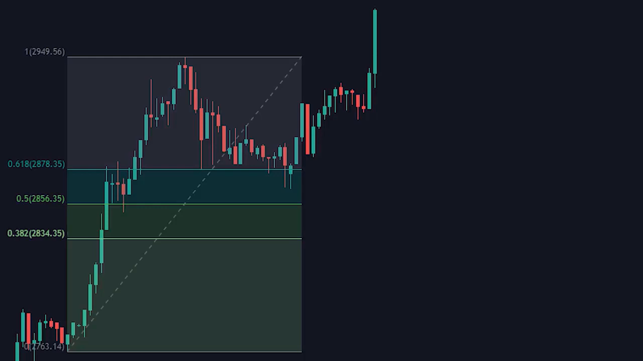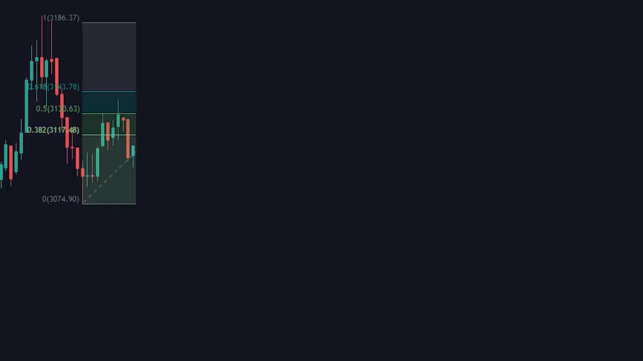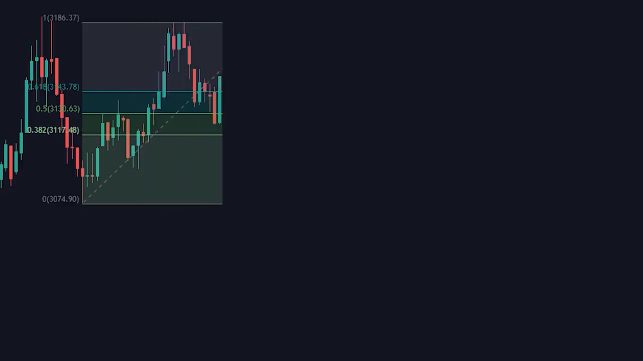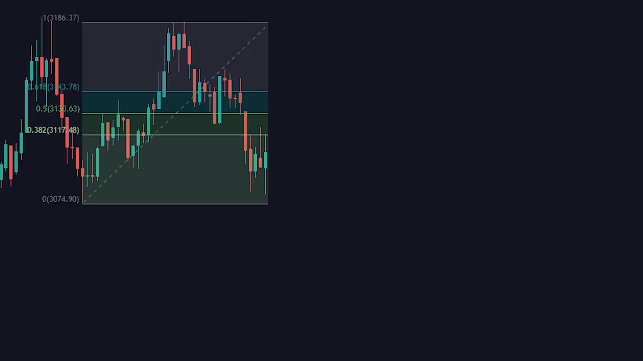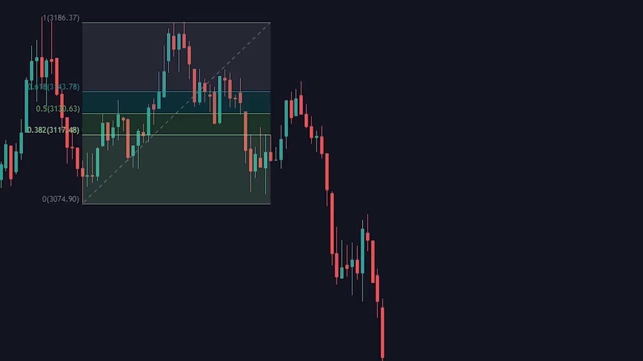Let me show you an example of a strong pullback. So as you can see here, we set our points to the highest high and the lowest low, then we can see the price moves upwards, then it has a pullback under the 0.382 line, which we consider a strong pullback. We can predict that after the price has a strong pullback, it'll start to move sideways or reverse in the opposite direction. And just as we predicted, the price starts to fall hard.